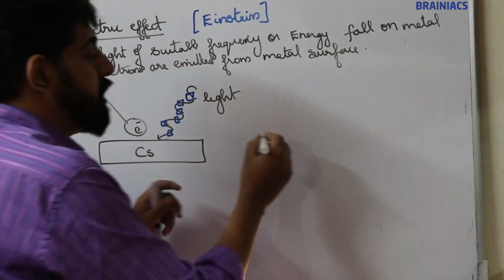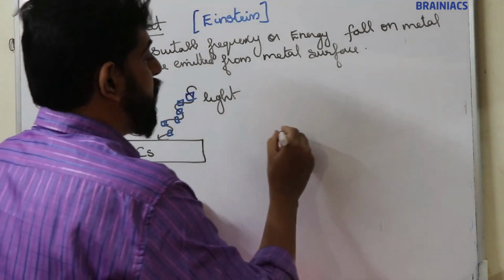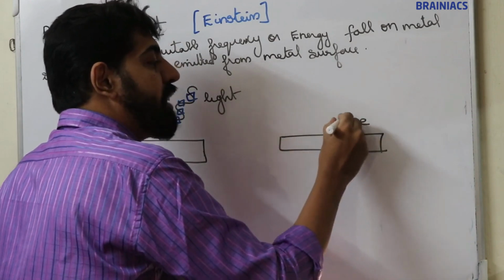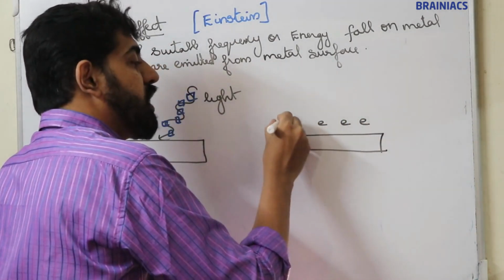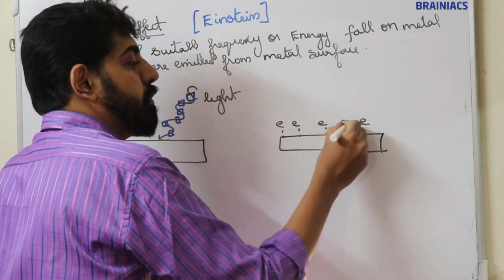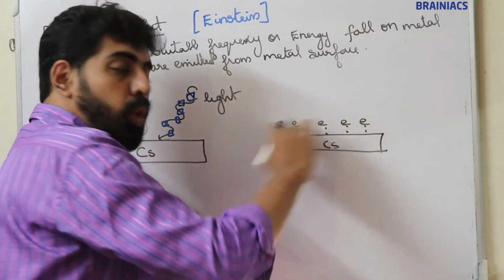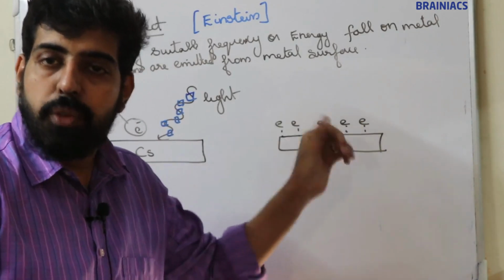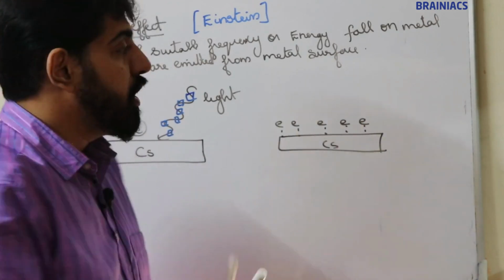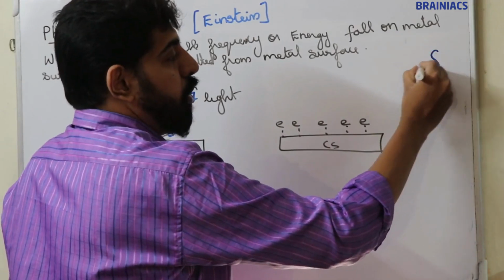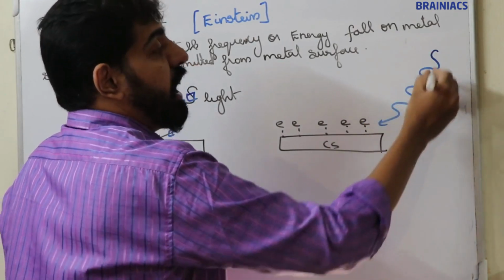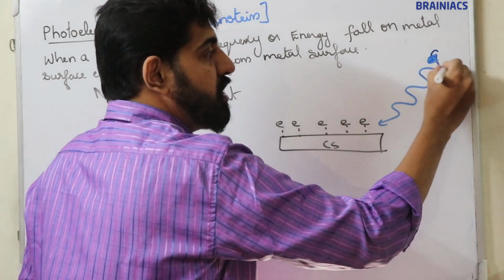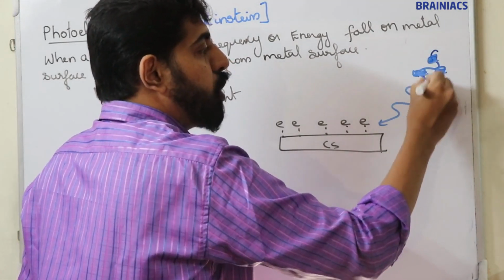Now, the metal surface contains so many electrons, and these electrons are firmly attached on the metal surface. Now, when light falls on the metal surface, light contains energy packets. Lights are actually packets of energy. These energy packets are known as photons.